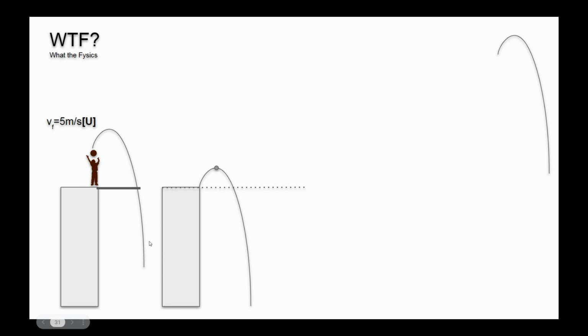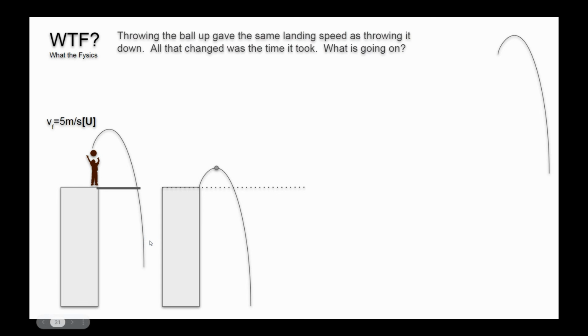And that's our "what the physics" moment for the day. Look at the symmetry again. We got the same landing speed. All that changed was the time. Symmetry, my friends. There's the symmetry in the problem.